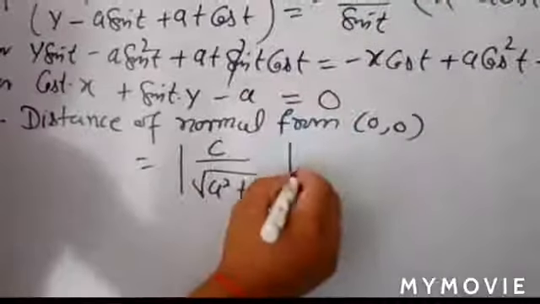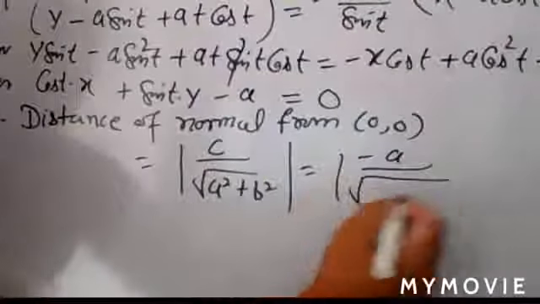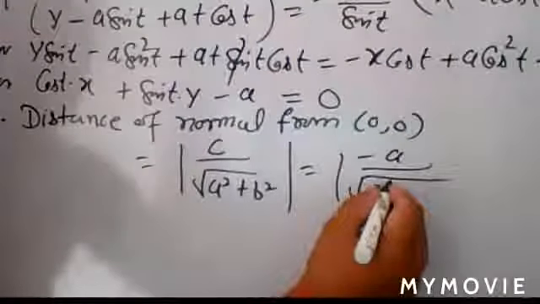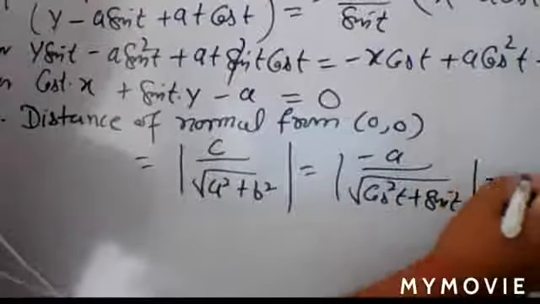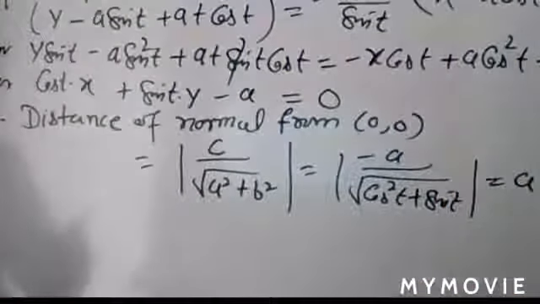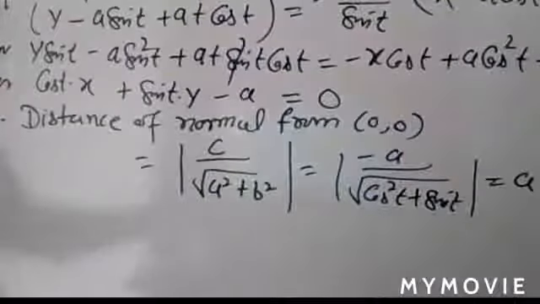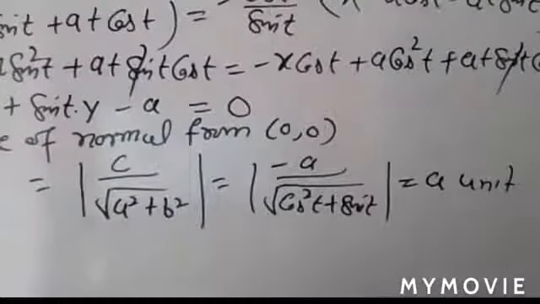So in this normal, the value of C is given as minus A upon under root cos square t plus sine square t, which is 1, and your result is A units. So this proves your result, so that the normal is at a distance A from the origin. Is it clear to everyone?